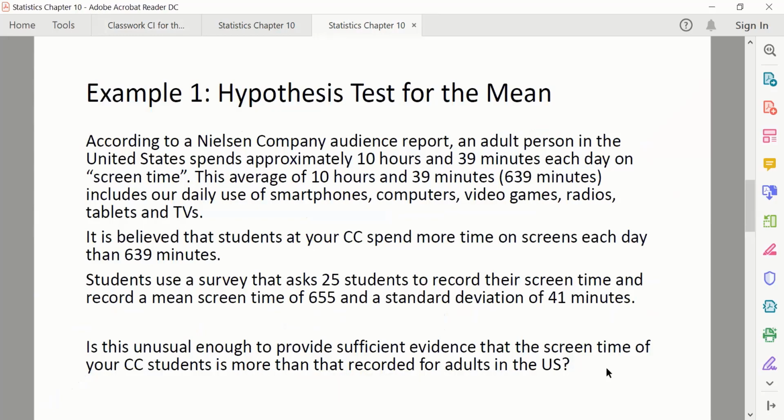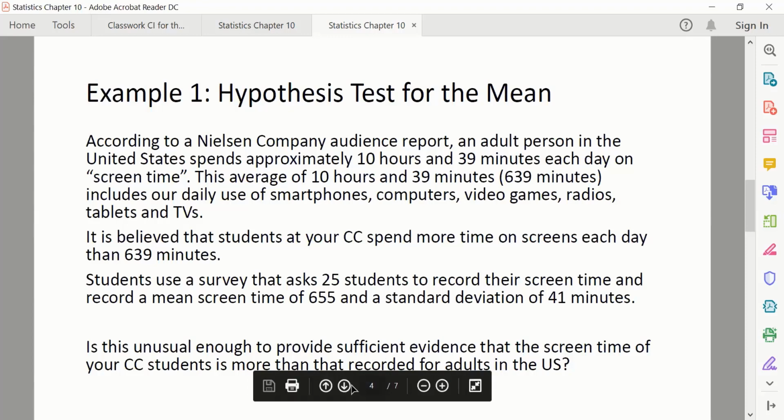So let's look back at these examples we talked about earlier. Example 1, the hypothesis test for the mean. According to the Nielsen Company, an adult person in the US spends approximately 10 hours, 39 minutes each day on screen time. So that was 639 minutes as a mean. It's believed that students in your community college spend more time on screens each day than 639 minutes. So we use a survey that asked 25 students to record their screen time and record a mean screen time of 655 and a standard deviation of 41 minutes. Is it unusual enough to provide sufficient evidence that the screen time of your students, your community college, is more than that recorded for adults in the US?